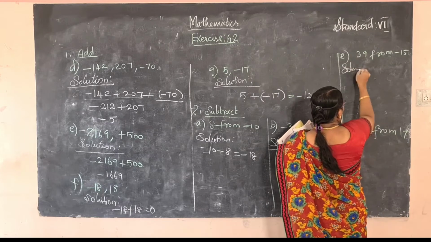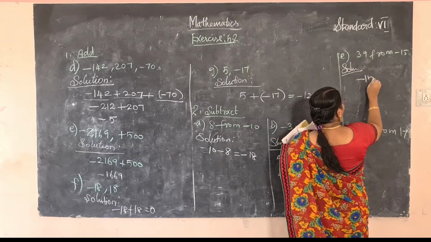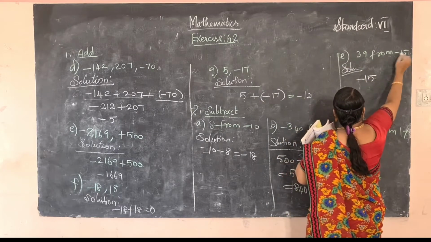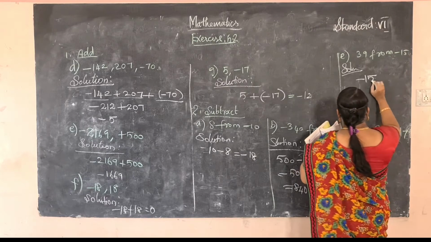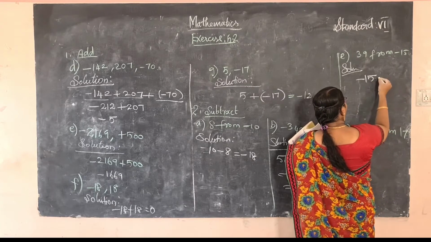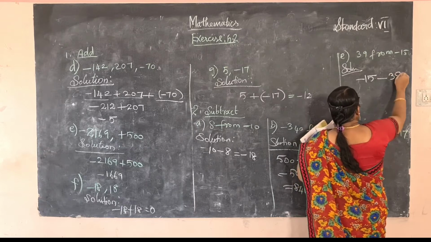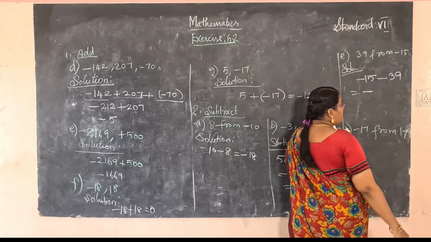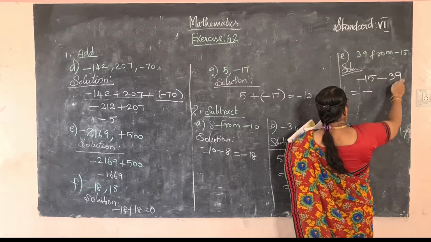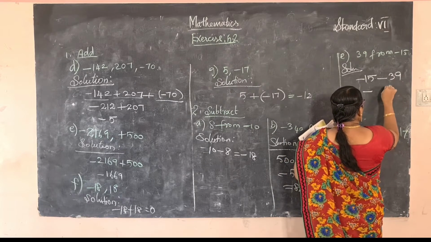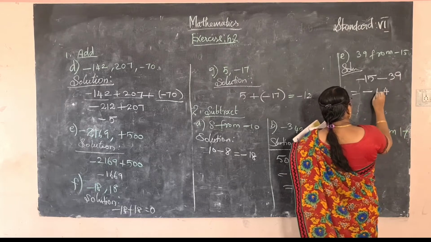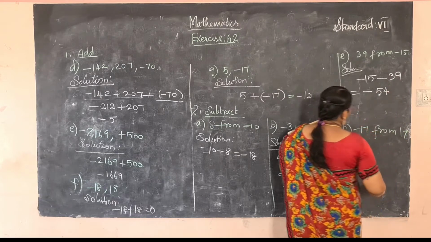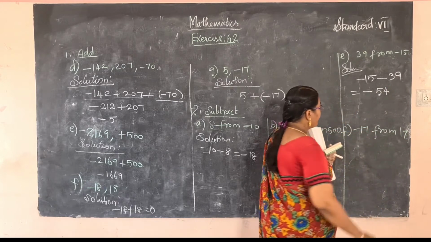Okay. And the E problem, solution: minus 15 from... we write this term first. Minus 15 minus 39, both having the same sign. So add and put the same sign. Add 15 plus 39, which is 54. So the answer is minus 54.